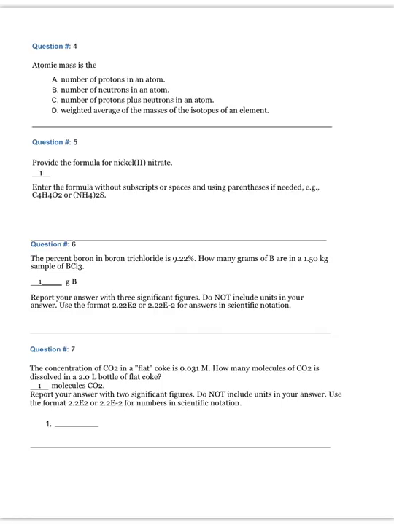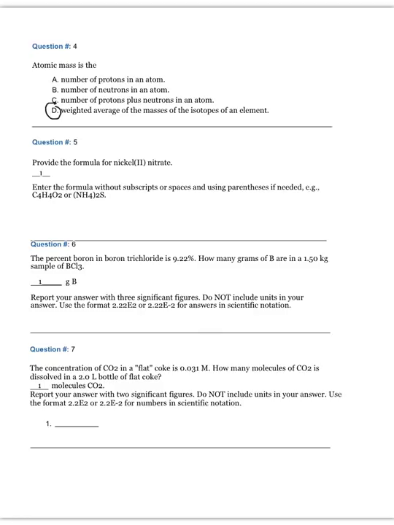Question number 4. Atomic mass is the... answer is D, the weighted average of the masses of the isotopes of an element.